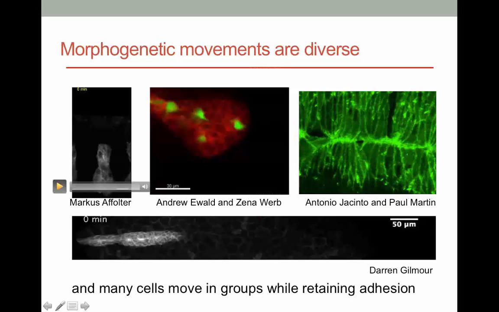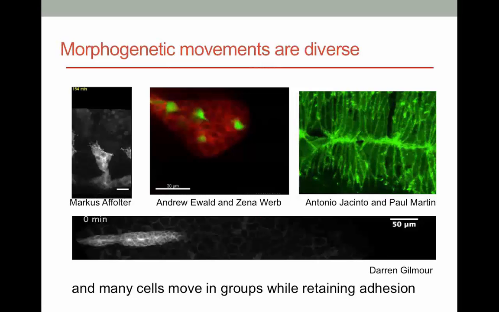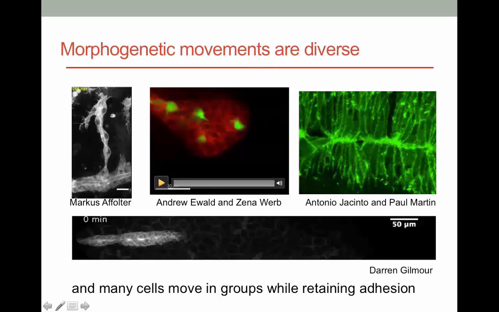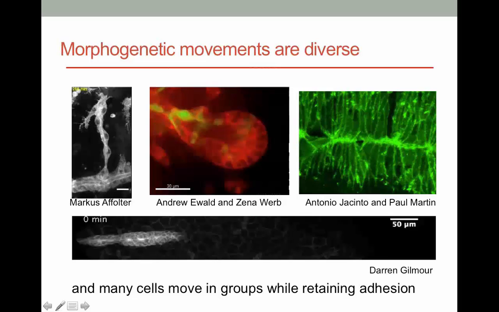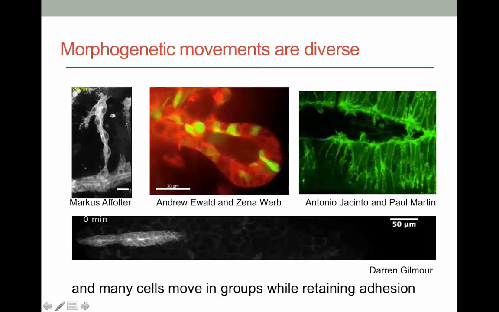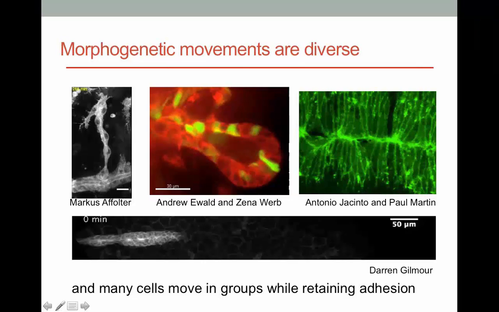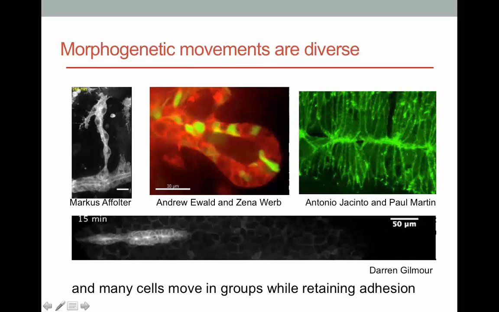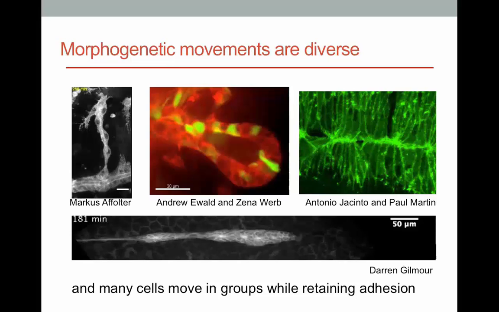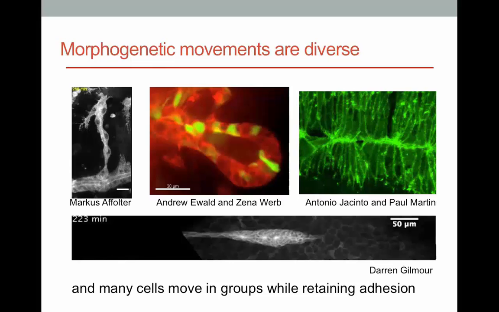For example, this is a movie showing you the tracheal development in the fly embryo, which is similar to the lung development in mammals. Those cells maintain their adhesion to each other. The second movie shows you the mammary gland development in the mouse, and cells also adhere to each other when they travel. The third movie is the Drosophila dorsal closure, which is similar to wound closure in mammals. And the last movie is the zebrafish lateral line development in the zebrafish embryo, and the lateral line is a very important sensory organ. So these cells all maintain group adhesion when they migrate.